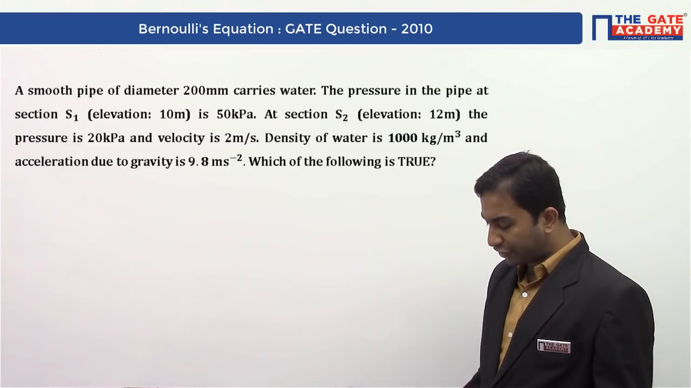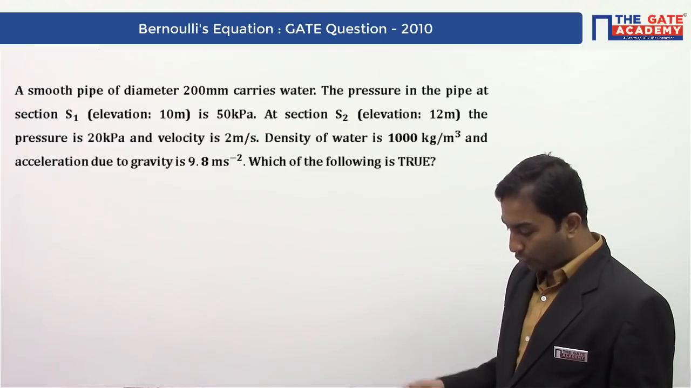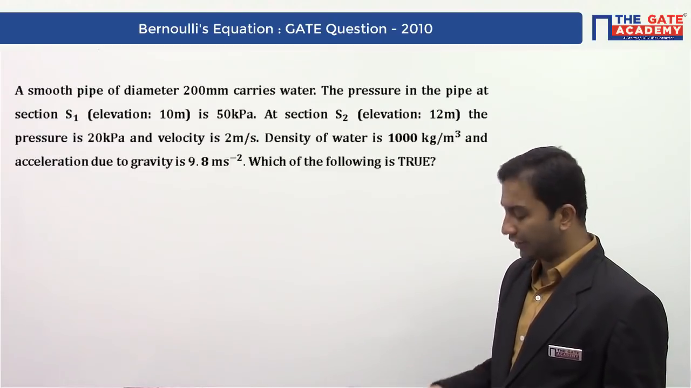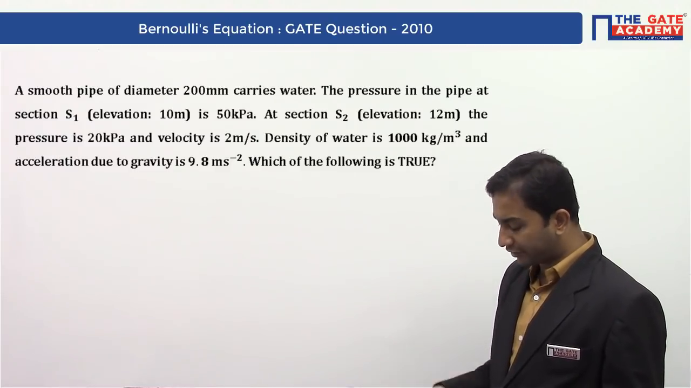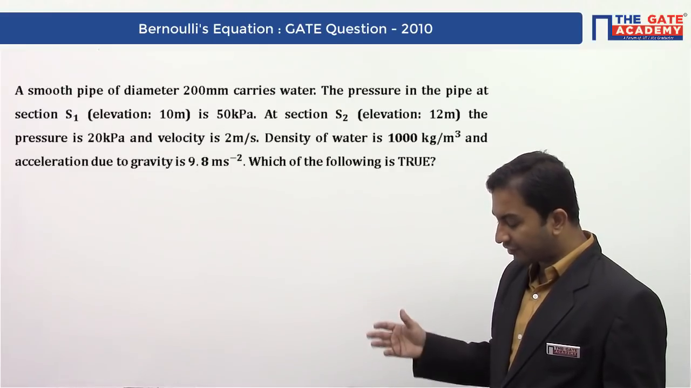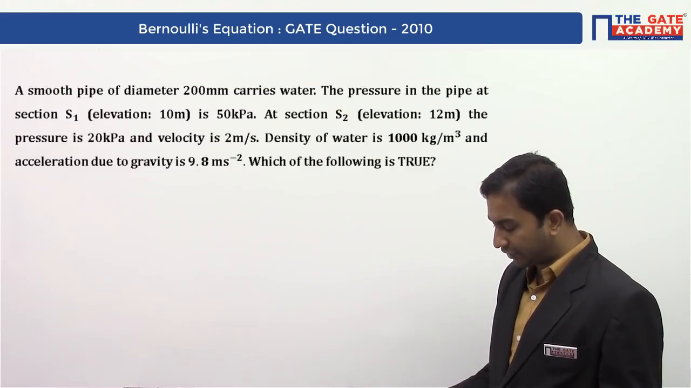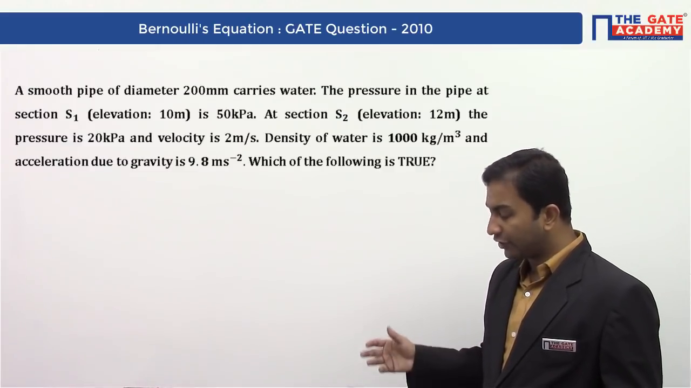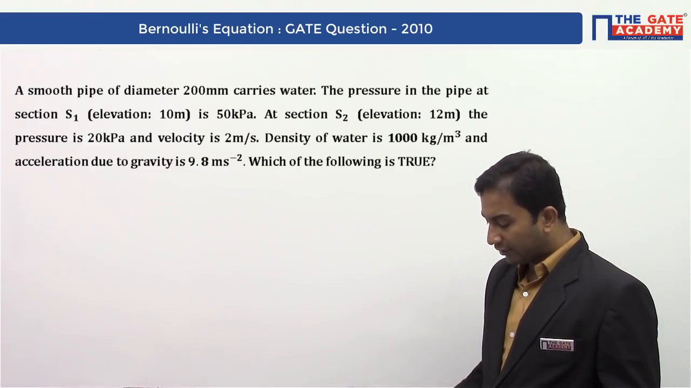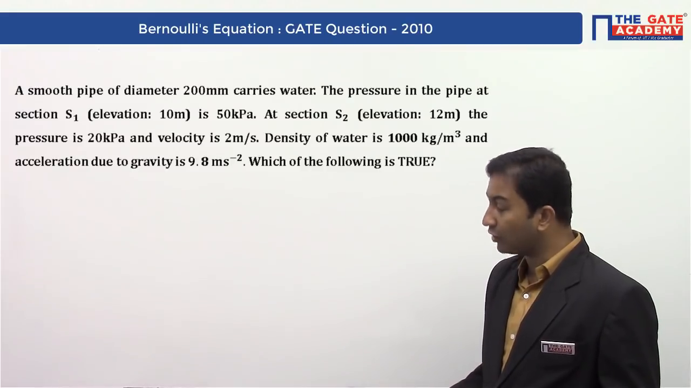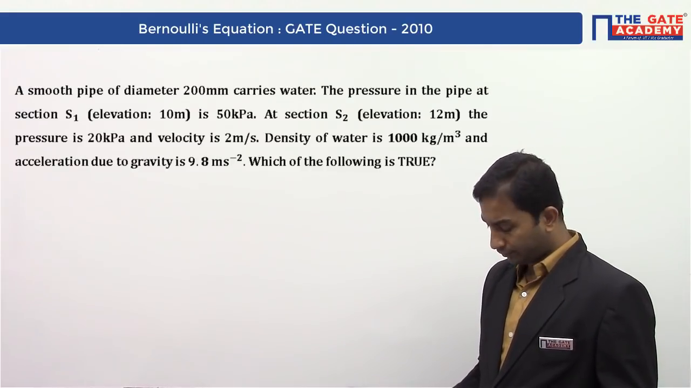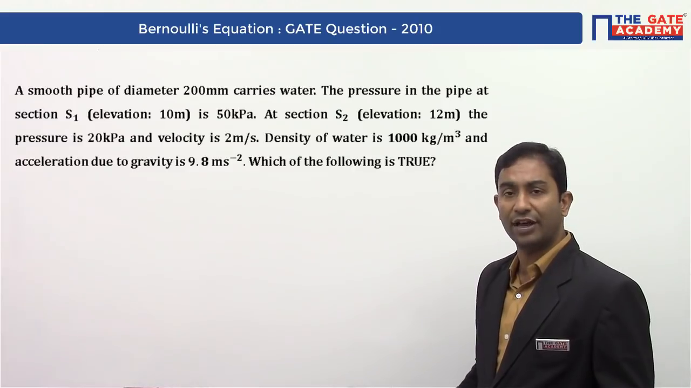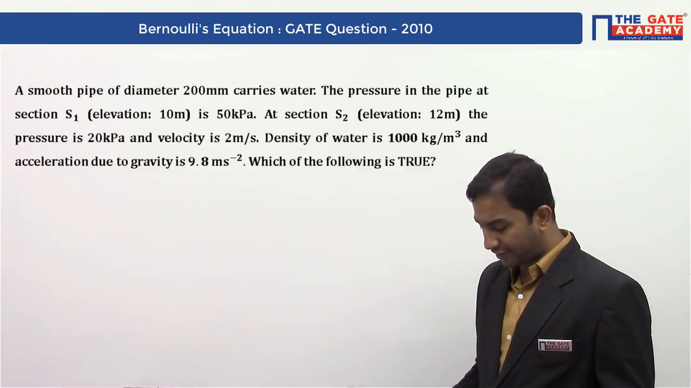The pressure in the pipe at section S1, elevation 10 meter, is 50 kilopascal. At section S2, elevation 12 meter, the pressure is 20 kilopascal. The velocity is 2 meter per second. Density of water is 1000 kg per meter cube, and acceleration due to gravity is 9.8 meter per second squared.